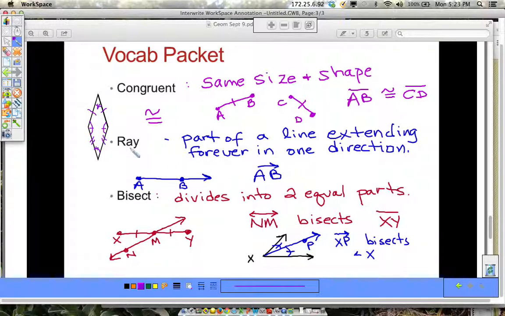Okay, now our next term is a ray. A ray is part of a line extending forever in one direction. So if I think of a ray, I think of like the sun. It starts at the sun. Here's the sun right here, point A. And then the ray comes out of the sun. It goes on in one direction. So to name a ray, you'd always need to start at the origin or original point, point A. And then you can choose any point. Remember, there's infinitely many points along this line. So I could say this is ray AB. Or I could say it's ray AC.